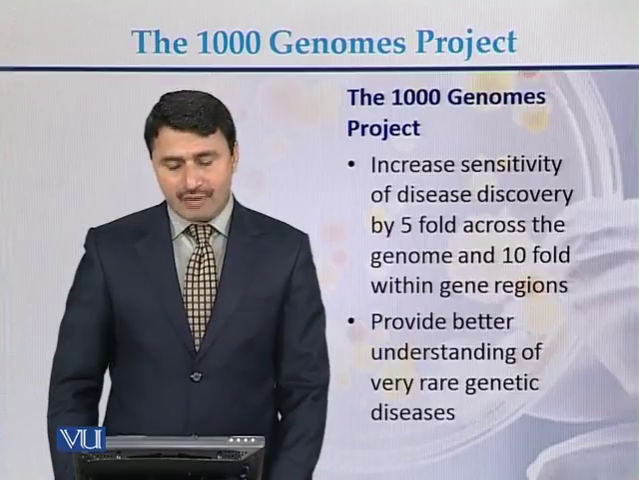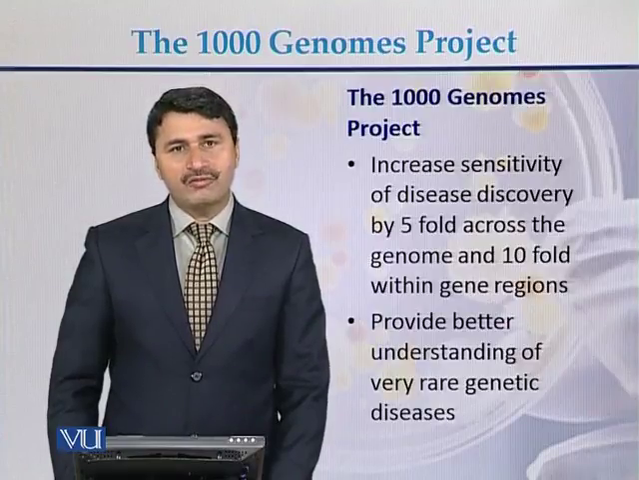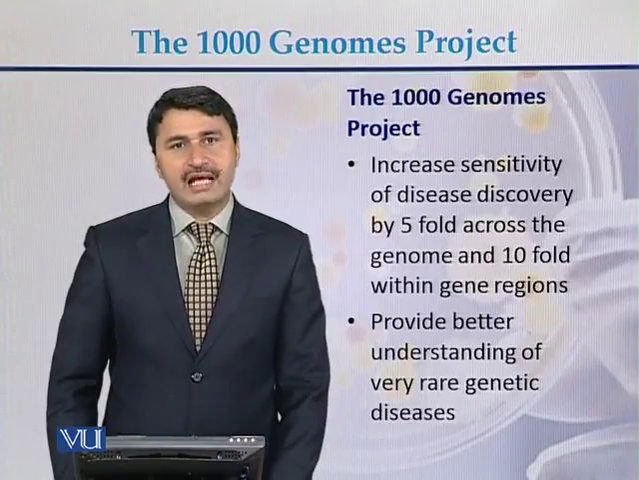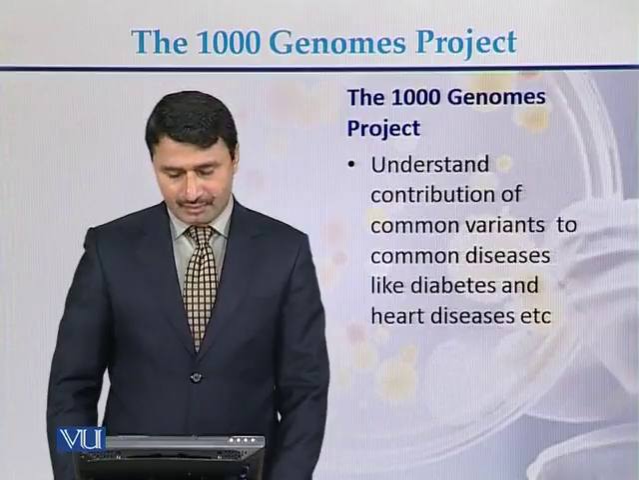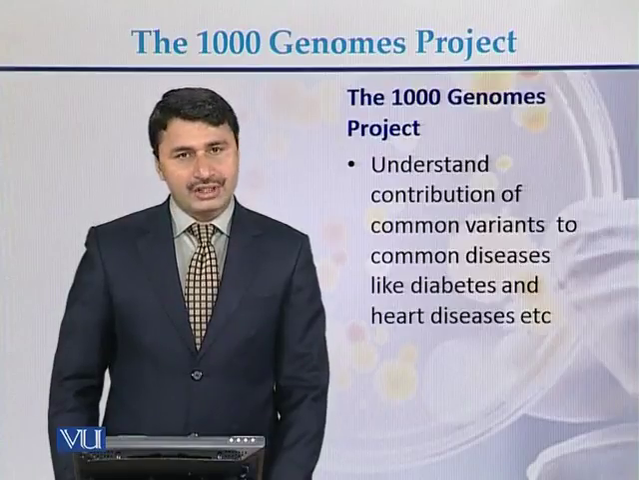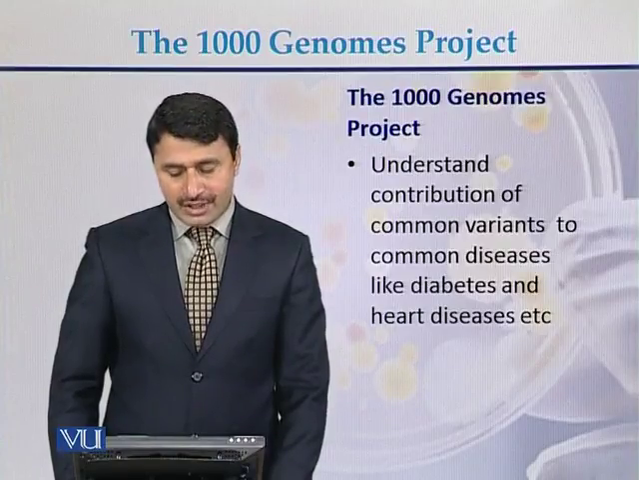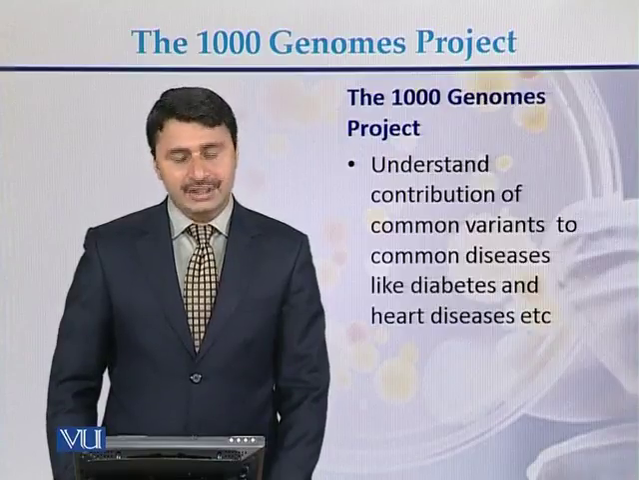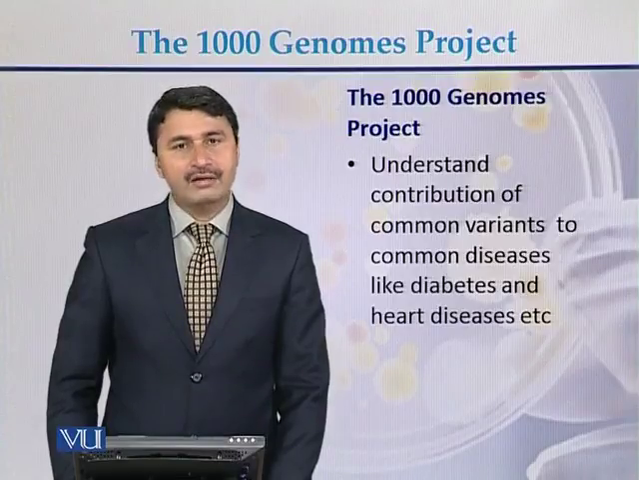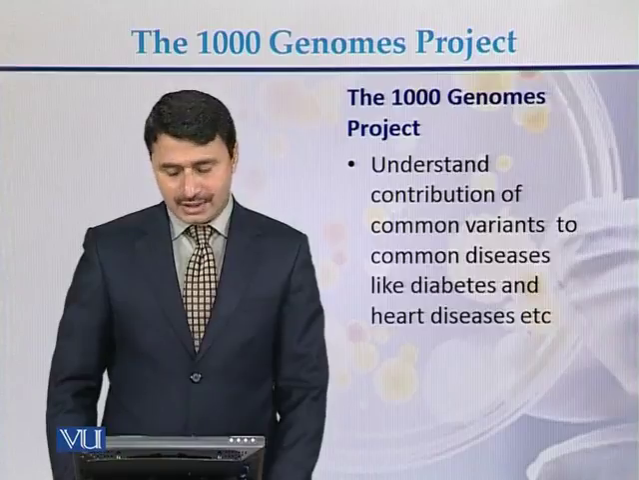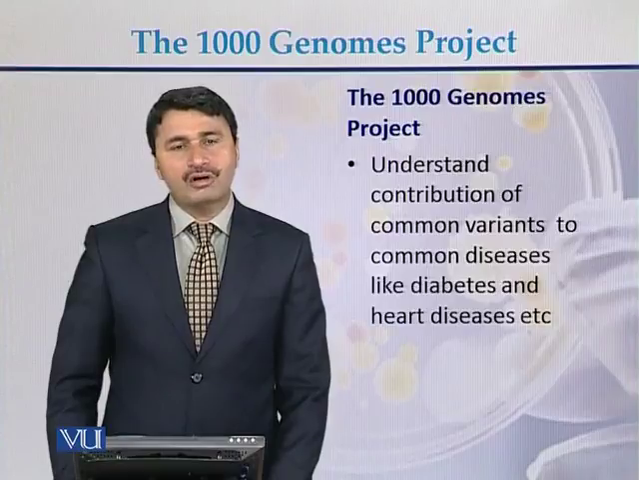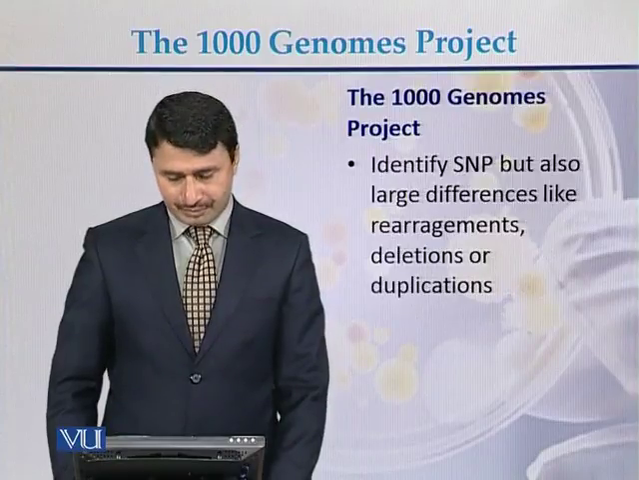So the objective of the 1000 Genomes Project was to provide a better understanding of rare genetic diseases as well as common genetic diseases. The objective was also to understand the contribution of common variants to common diseases like diabetes and heart diseases. So what is the effect of that? What is the percentage of common variants, and how are common variants responsible for causing the common diseases?